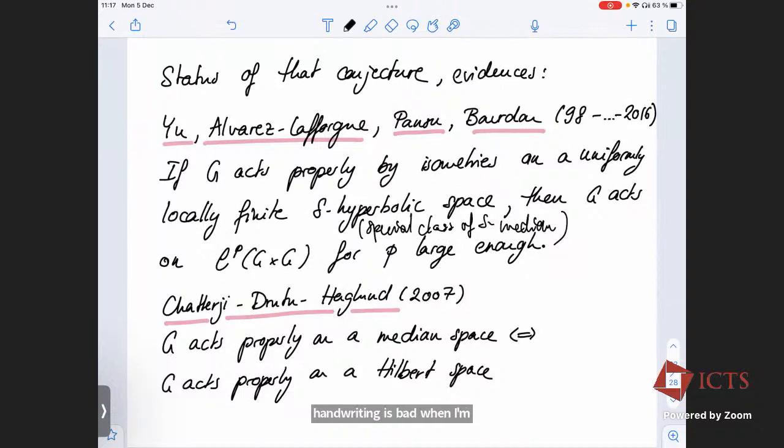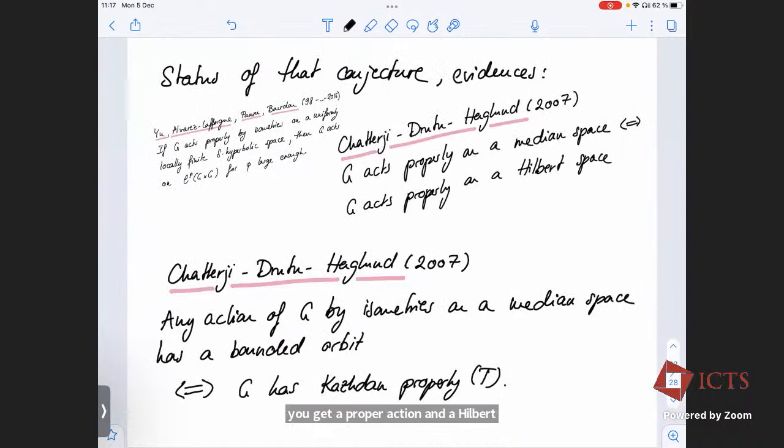The other evidence is work that I did with Cornelia Druţu and Frédéric Haglund some 15 years ago. We showed that you get a proper action on a median space if and only if you get a proper action on a Hilbert space. And any action by isometry on a median space having bounded orbits is the same as saying that G has property T. I wasn't planning on defining property T because I'll focus on proper actions. And I will talk a little bit about how you get those actions.